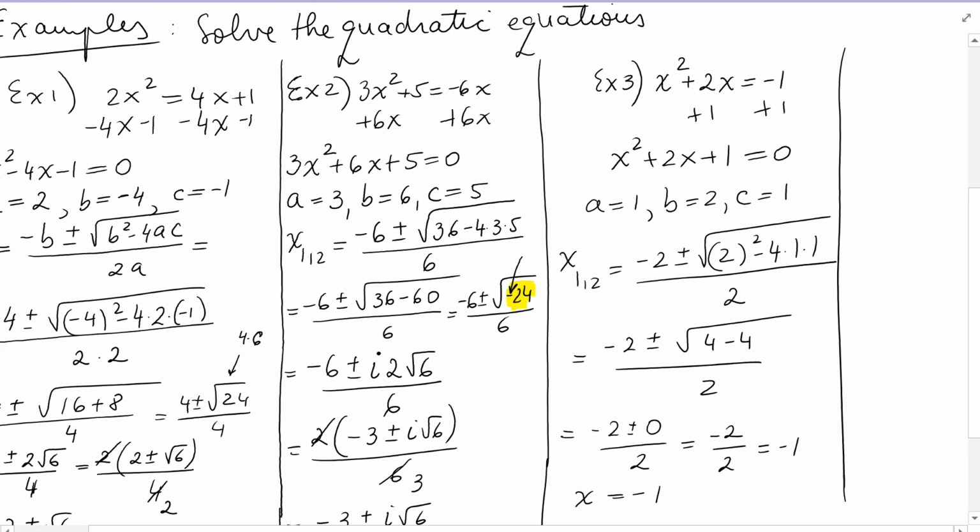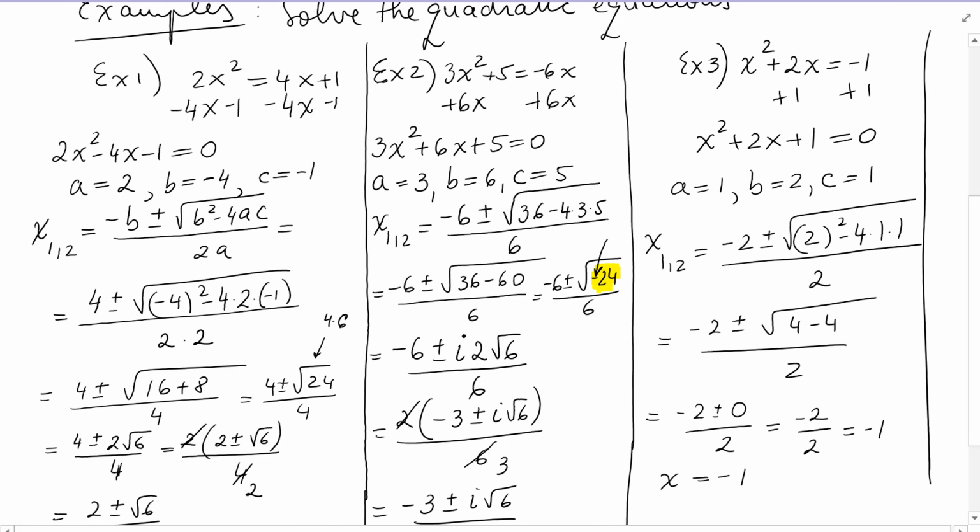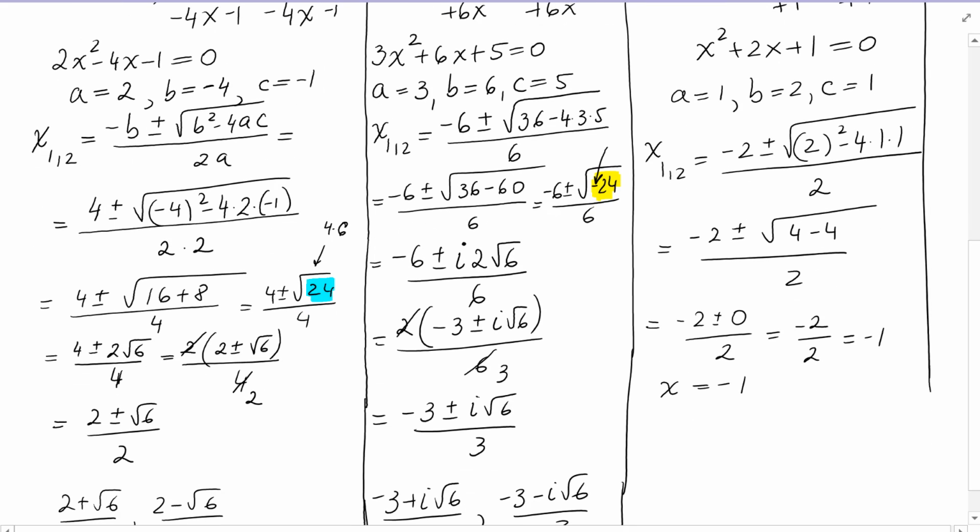So let's have a discussion here. If you look at the number under the square root, in one case we have 24 and we got two real solutions. In one case we had negative 24 and we got two complex numbers. And in one case we had 0, so we got only one solution.